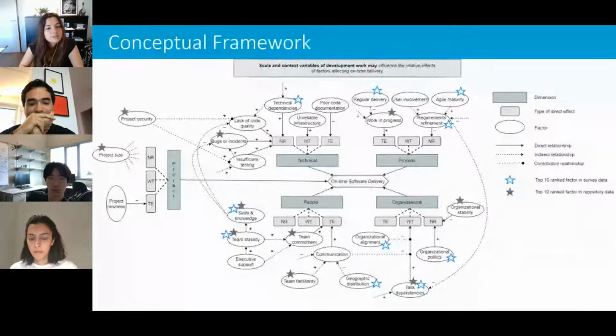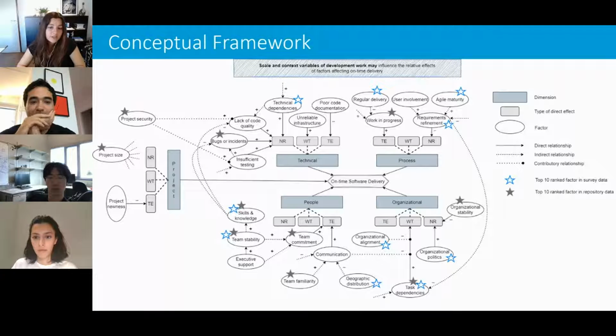So based on further analysis of the survey data, we extracted direct, indirect, and contributory types of relationships between the factors and on-time software delivery. And we organized our findings in the form of a conceptual framework that is shown here. It captures how the 25 perceived influential factors relate to on-time delivery. And practitioners can use our conceptual framework to identify and manage the risks associated with on-time software delivery. And our results suggest multiple paths of action that can help and may improve the timely delivery of software. And I'm not going to discuss them now, but you can find them in the paper.